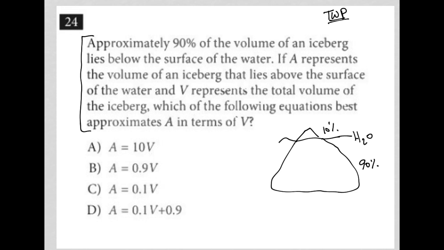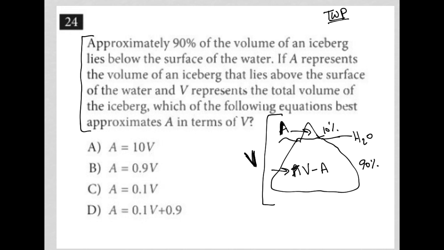If A represents the volume of an iceberg that lies above the surface, so here is A, and that's volume. Okay, that makes sense, volume. And V represents the total volume of the iceberg, so V would be all of this, which means this bottom part would be V minus A, right? So the total minus the top part should represent the bottom part, or the 90% underwater. Hopefully that makes sense. Which of the following equations best approximates A in terms of V?